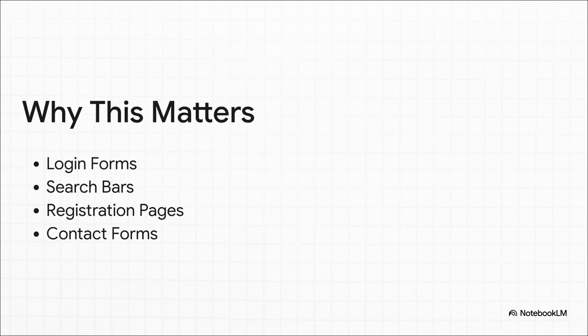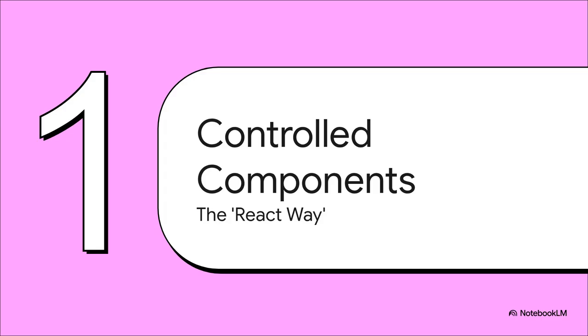And this is a huge deal because, let's be honest, forms are everywhere. Think about it. Logging in, searching for a video, signing up for a newsletter, buying pretty much anything online. It all starts with a form. Mastering this in React, it's absolutely non-negotiable. So, what's the secret? How does React handle this? Well, it all comes down to one core idea: controlled components. This is what people mean when they talk about the React way of doing forms. It's a design pattern that makes everything way more predictable and a whole lot easier to manage.